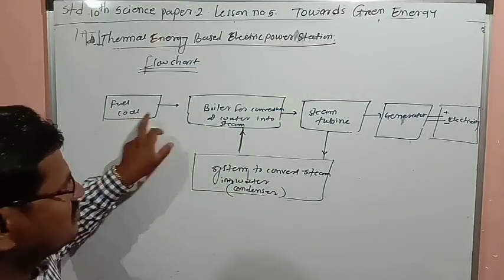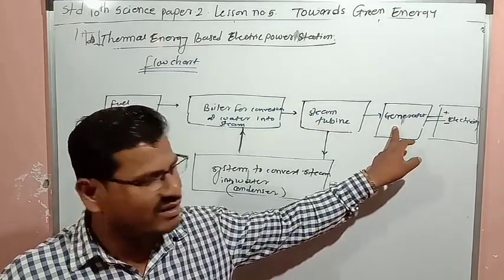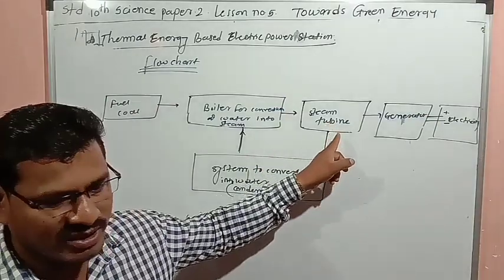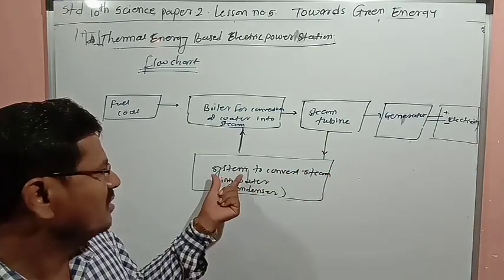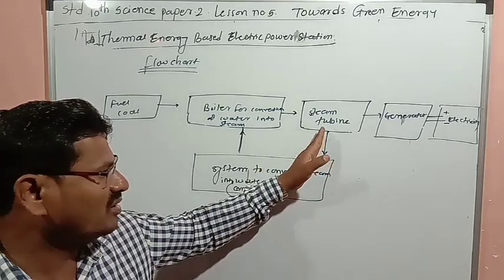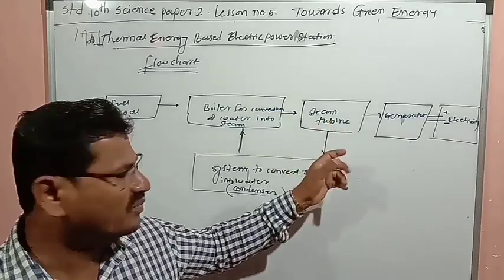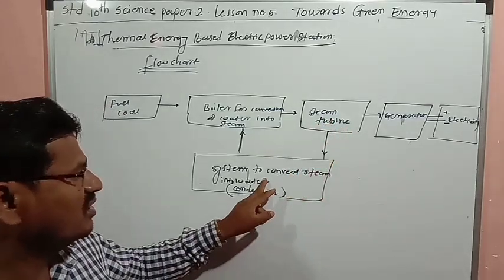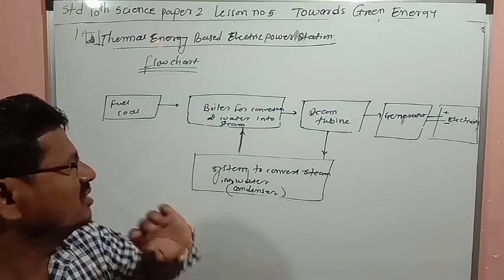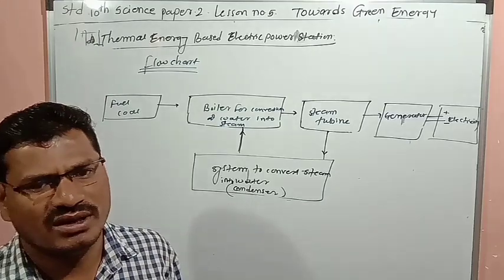Here the fuel is coal, then the boiler for conversion of water into steam, then the steam turbine, then the generator. After the generator, electricity is produced. And here one system is there: from the steam turbine, the steam, after decreasing its speed, is taken into the condenser, and from the condenser it will be cooled. Steam is converted into water, and then again it is inserted into the boiler. So this is the block diagram of the flow chart.